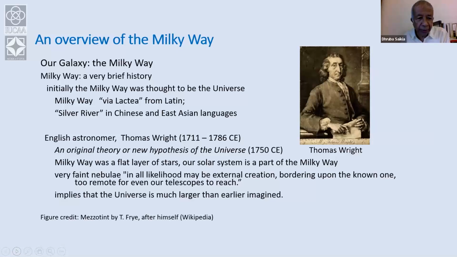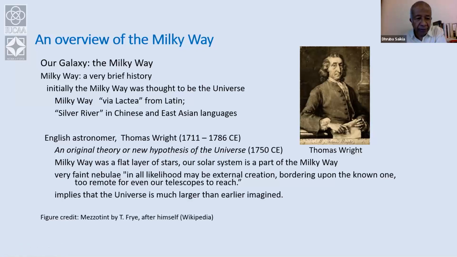Now the question arises whether these diffuse nebulae, before we could establish that they were external to a galaxy, were part of our own universe, or whether they were external universes, whether the Milky Way was all there is to the universe or not. An English astronomer, Thomas Wright, was a very versatile person. He was a mathematician, instrument maker, architect, garden designer, you name it. And he speculated that the Milky Way was a flat layer of stars. Our solar system is a part of the Milky Way.